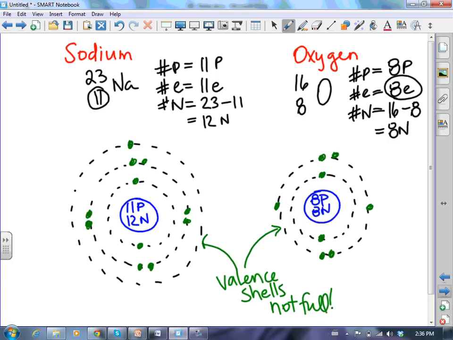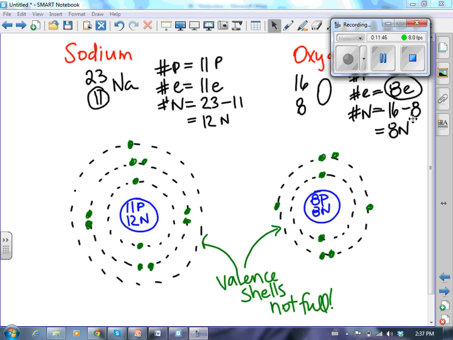We're going to talk about what that means and how we can fill up or empty out these valence shells on another day. So for now, all I want you to be able to do is be able to draw these Bohr-Rutherford diagrams and just recognize that the valence shells are not full. So that's it for today. We're going to keep practicing this in class, and then we'll learn some more about filling up these valence shells.